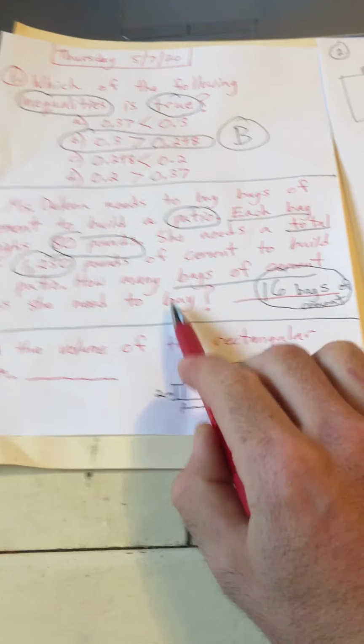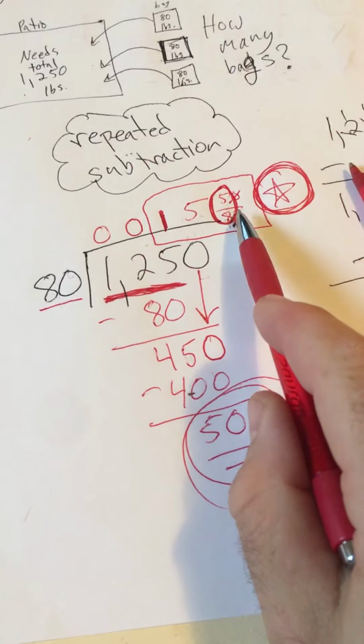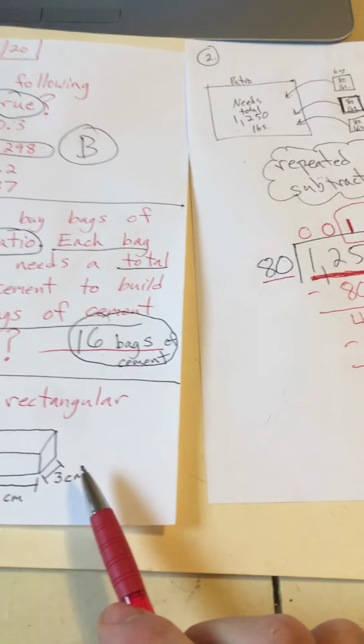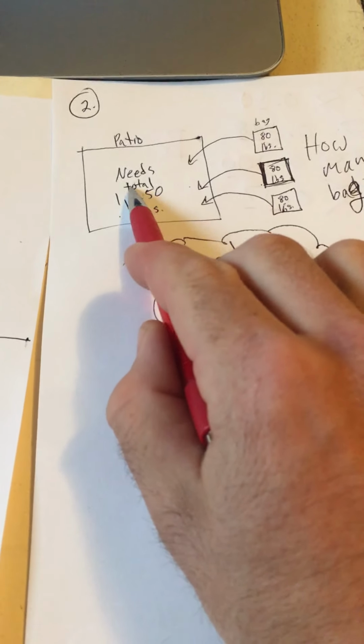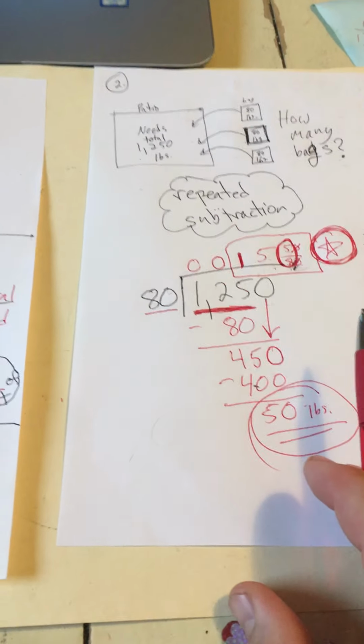So how many bags does she need to buy? She needs to buy 16 bags. She won't use all of the 16th bag. She'll still have 3/8 of it left. But if she doesn't buy 16 bags, she's not going to have quite enough cement. She's going to need to buy the 16th bag in order to build her patio.